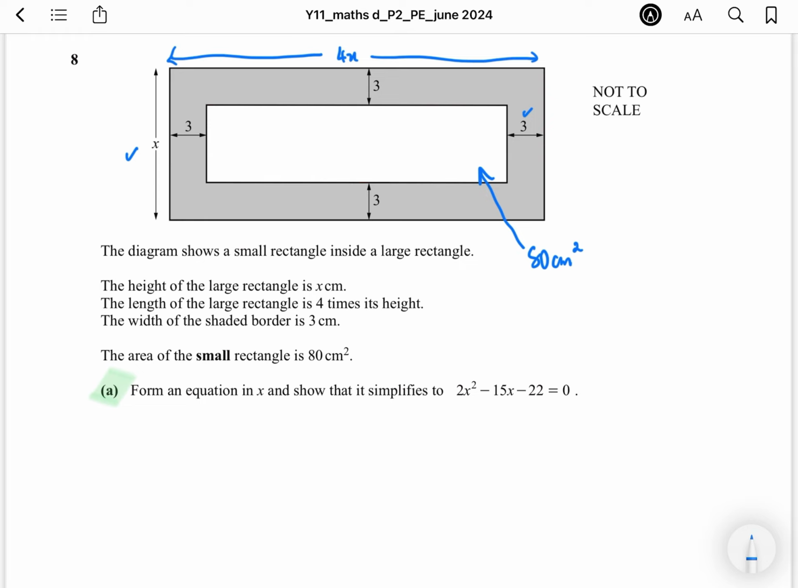What I'm going to do is use the 80 centimeters squared, the area. Area we know is length times breadth. So we just need to identify the height here. Height times width, height times length.